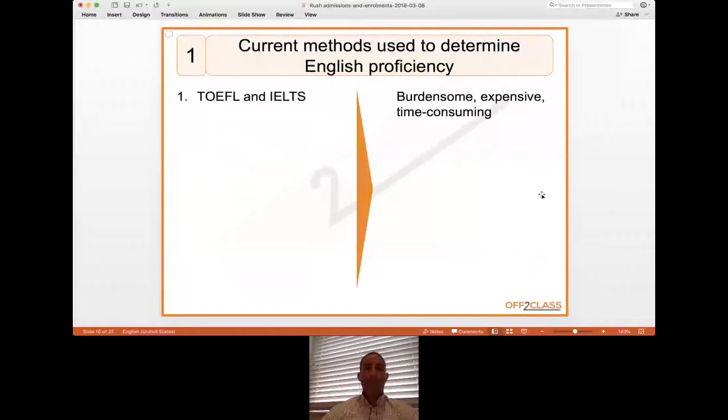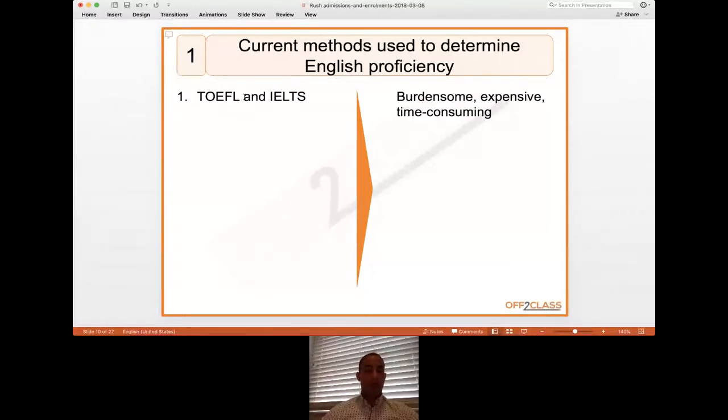Now, the current methods used to determine English proficiency. At Off to Class, I work with a number of different institutions, everything from small private schools to large public schools and entire public school districts. As you can imagine, across these different institutions, there's a varying degree of different tools that are already in place that are being used to make that admissions and enrollment and placement decision when an institution is presented with a student with ESL needs. So I'm going to walk through some of these with you and discuss some of their limitations.